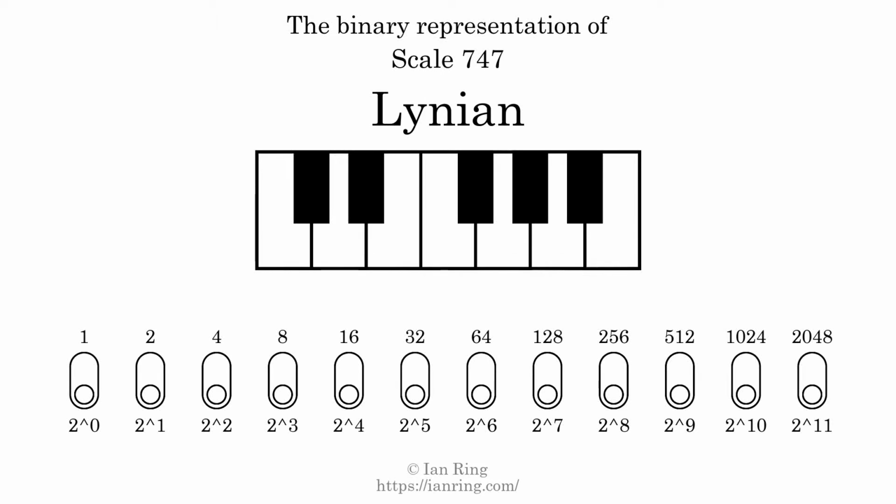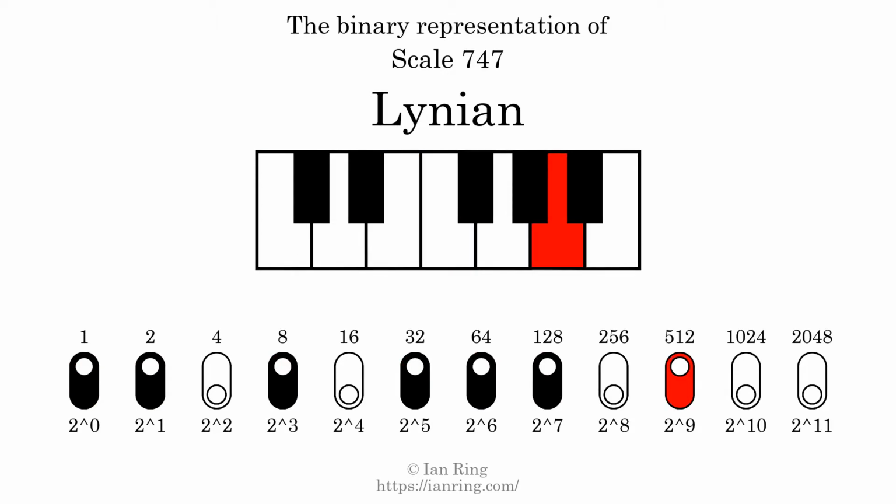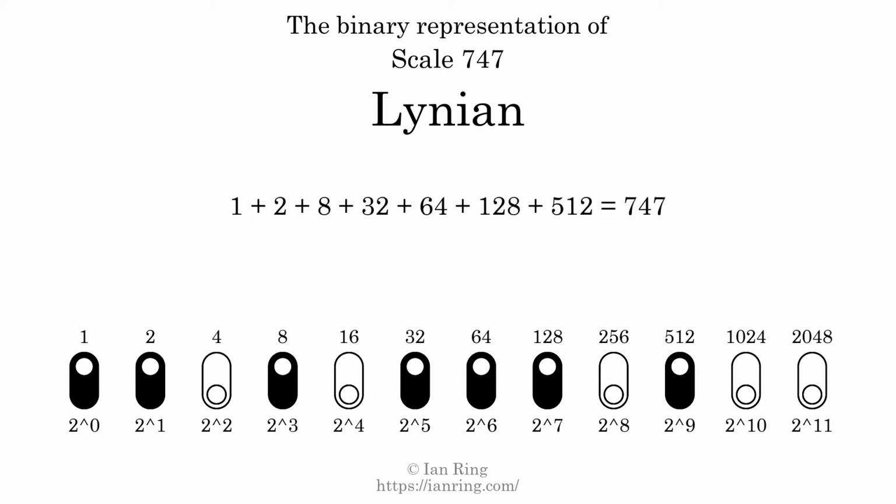The binary representation of this scale is determined by mapping tones of the scale to binary digits. Each binary digit represents a power of 2. To get the scale number, we add the powers of 2 together. The powers of 2 that are present in the scale, all added together, equals 747. That is why the scale number, in decimal, is 747.